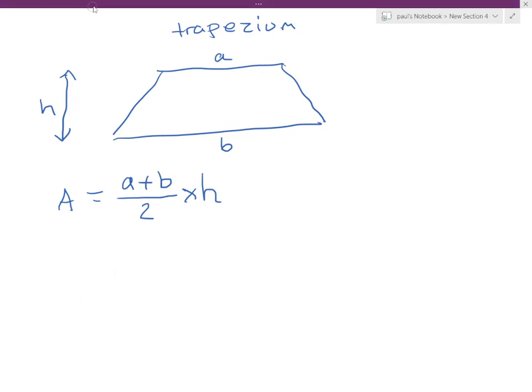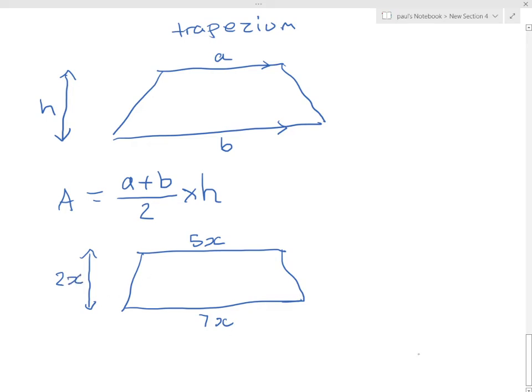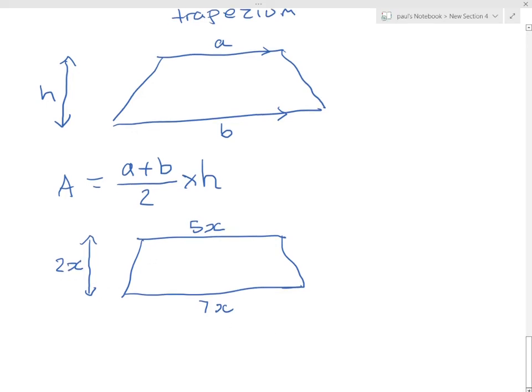So we'll say that, keep the blue. Right. And the reason why it's a trapezium is this and this are parallel to each other. So we'll call that 5x, and we'll call that 7x, and we'll call the height 2x. Yeah, not to scale, of course.